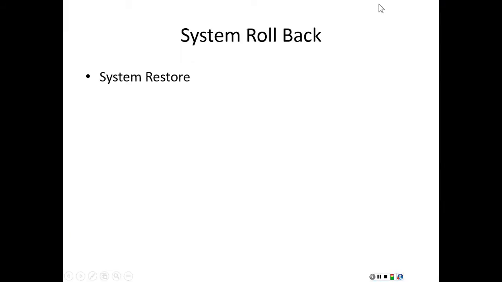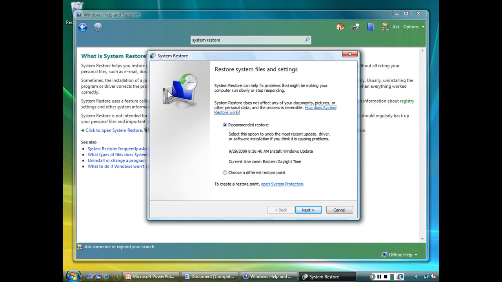Now, system restore allows you to roll back all configuration parameters that have been set since you created a restore point. System restore, which is available in Vista and Windows 7, Windows 8, Windows 10, allows us to roll back all drivers, all configuration variables to the previous restore point. System restore does not affect the data files. It just rolls back all configuration variables.